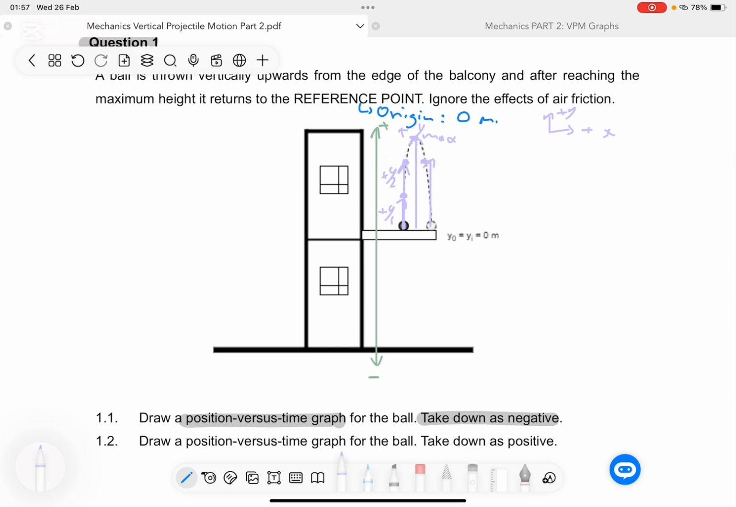It will continue dropping down and come back here, at the same height as y1. And eventually it will come to the reference point, as they've said, which is the balcony, where it started at the 0 position.